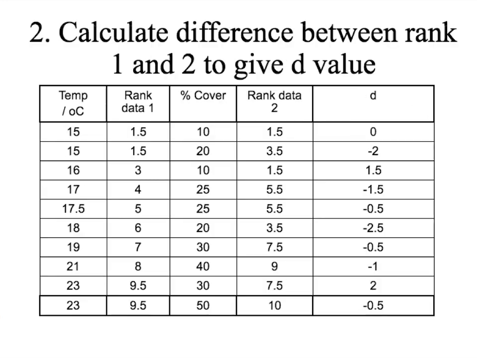So each has a rank of 9.5. You then have to work out the difference between the ranks, so 1.5 minus 1.5 is 0, 1.5 take away 3.5 is -2, etc, etc. You can do an error check. If you add these up, it should come to 0.